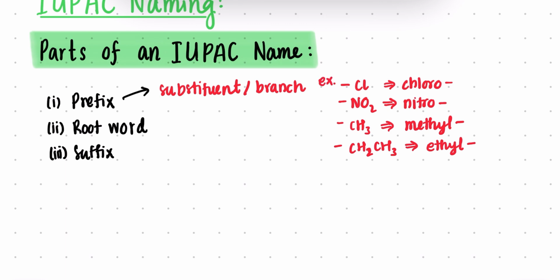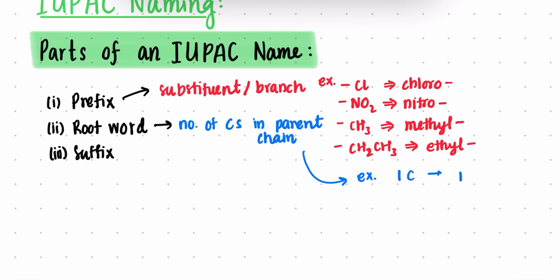Okay. Now the root word talks about the number of carbons present in the parent chain. Let me do this in a different color. Number of carbons in parent chain. Now I'm going to write these right here. Examples of these would be, if there's one carbon, that's meth.